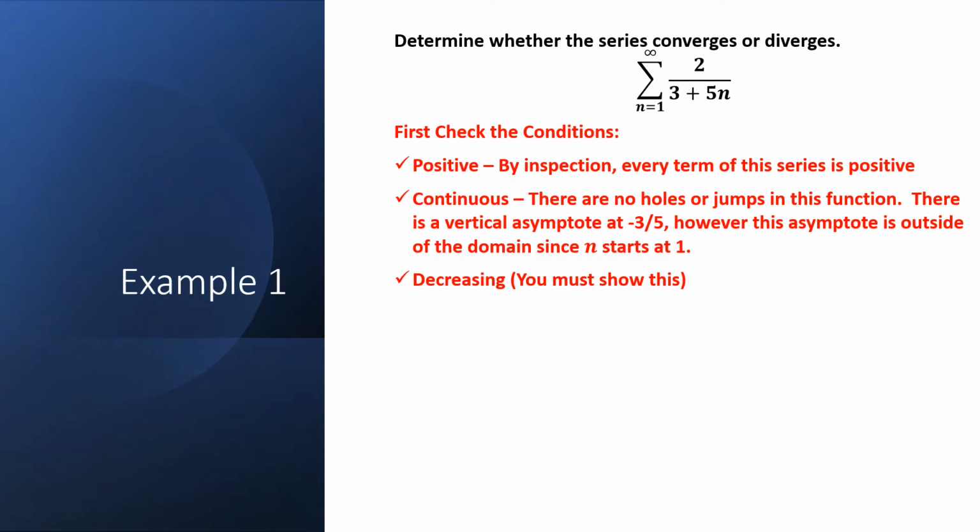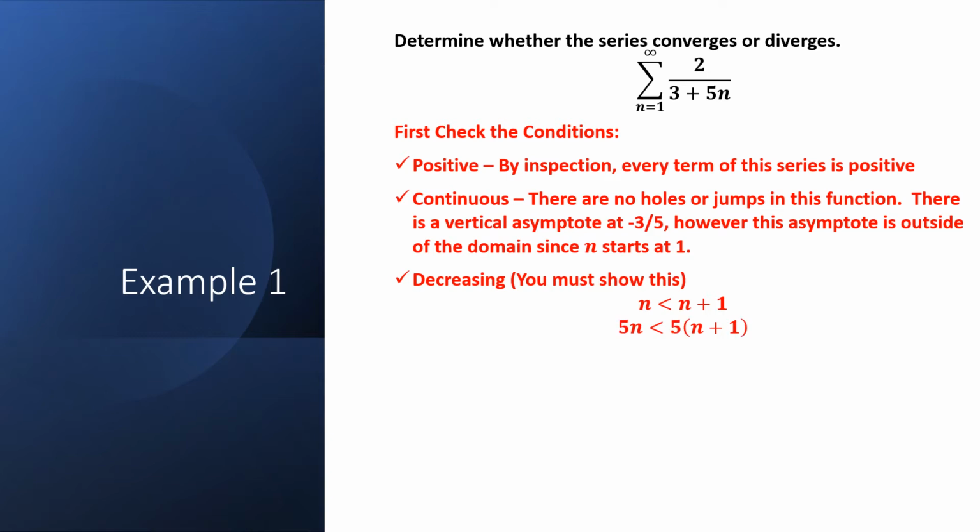And so for decreasing, you can either show that the term that you're on is greater than the next term, or you can take the derivative and show that the derivative is a negative number. So I'm going to show it using the first way. The current term is n, and the next term is n plus 1. I know that n is less than n plus 1.